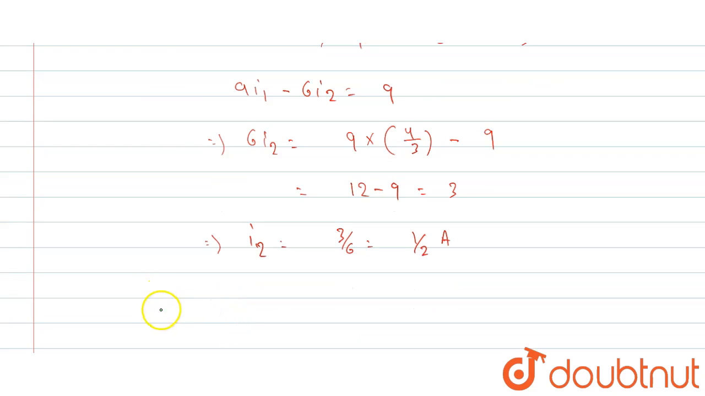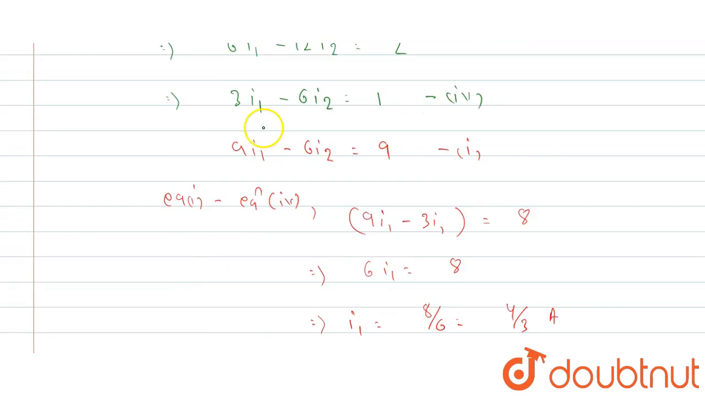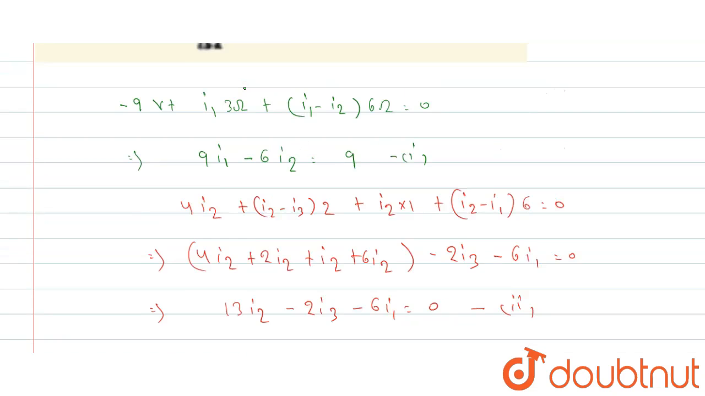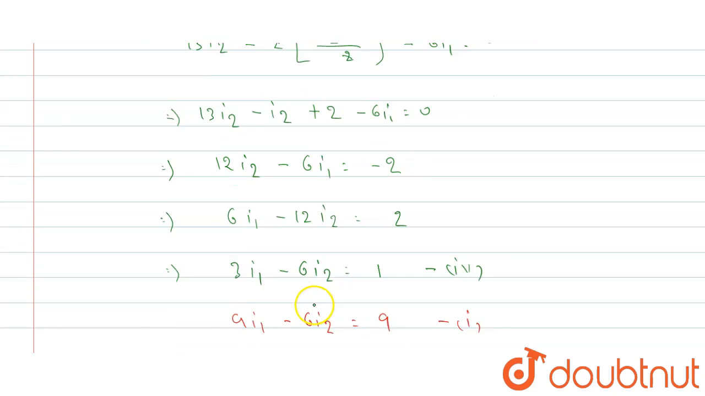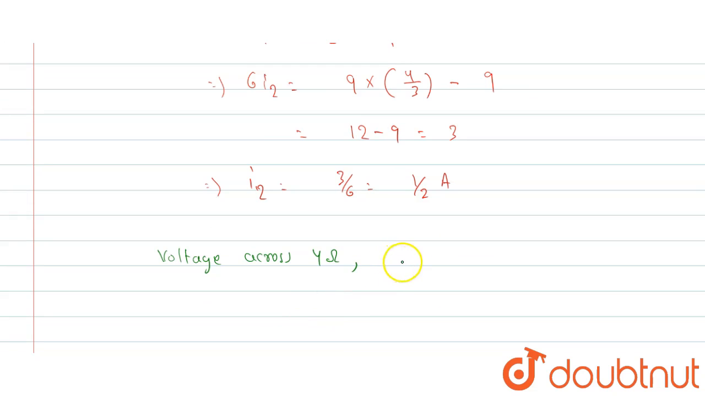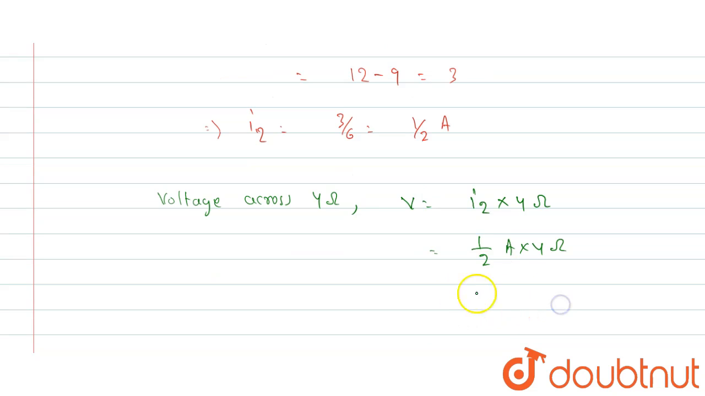Now, that implies the voltage across the 4 ohm resistor. As we can see from this figure, the current flowing through the 4 ohm resistor is I2, right? So the voltage across the 4 ohm resistor will be I2 multiplied by 4 ohm. Then I2 is half ampere multiplied by 4 ohm. So the 2 gets cancelled out, and we get the voltage across the 4 ohm resistor is equal to 2 volt.